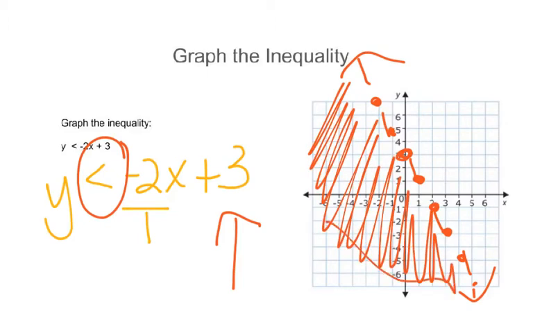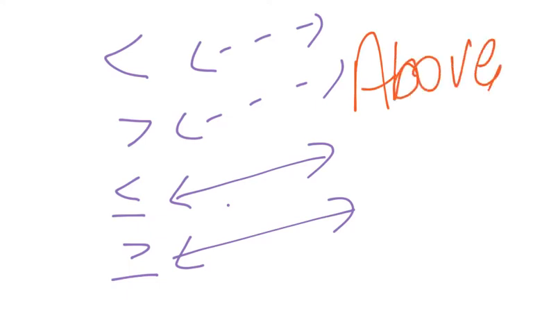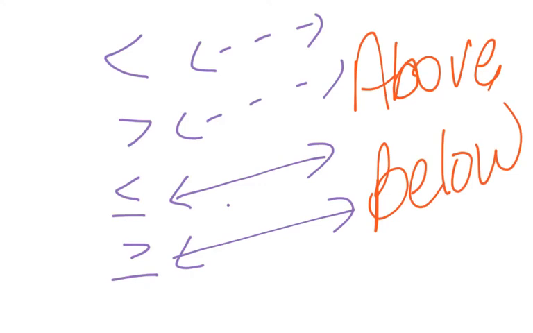So when you're graphing an inequality, the differences that you have to think about are less than, greater than, less than or equal to, greater than or equal to. When should my line be dashed? When should my line be solid? And should I shade above that line, or should I shade below the line? And you can use that chart from the beginning to make those decisions.